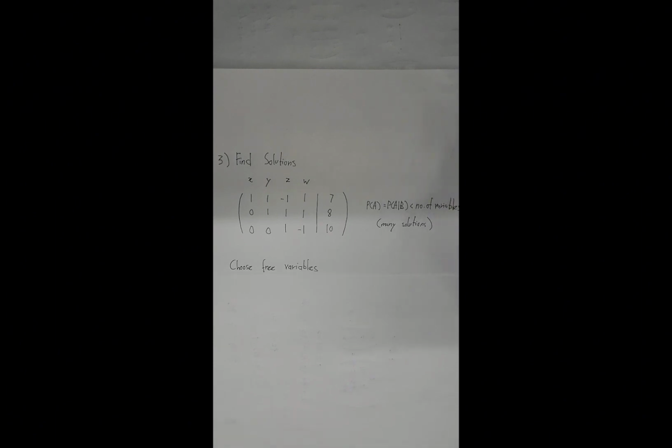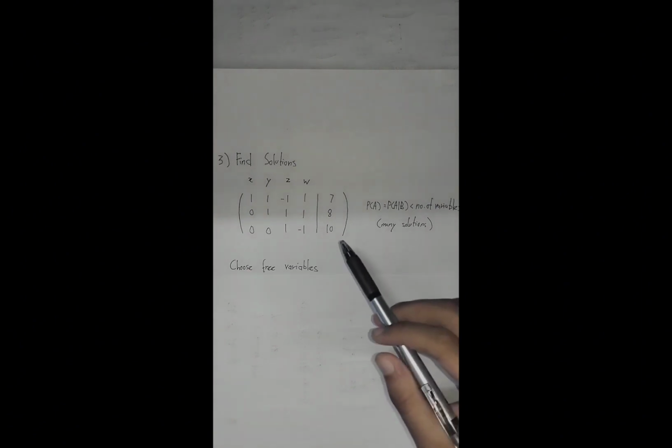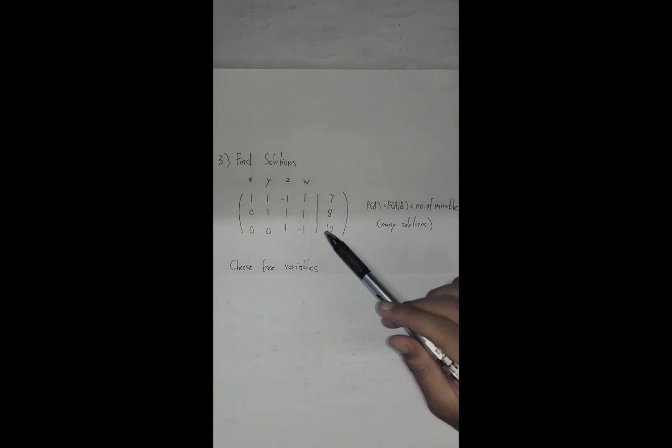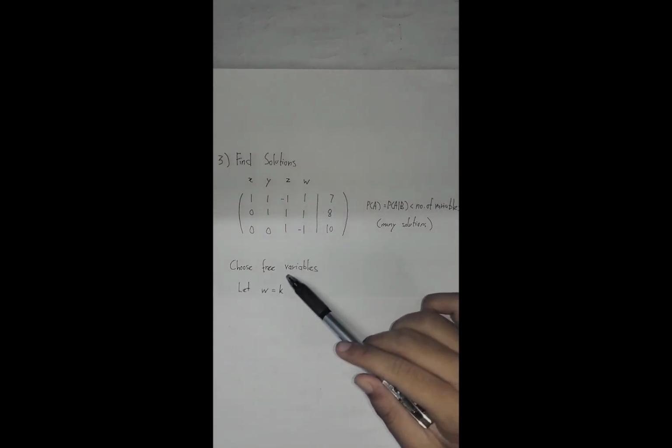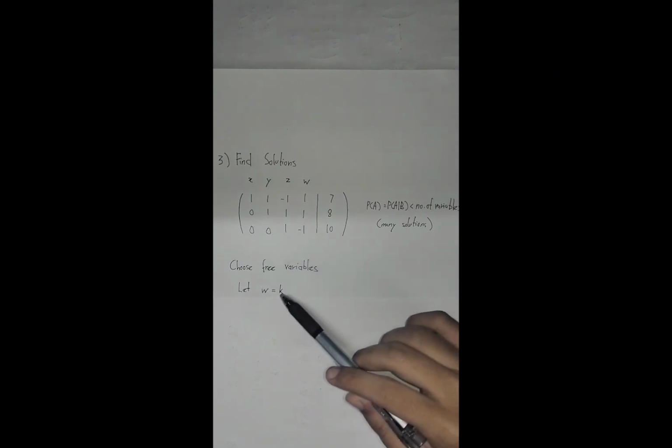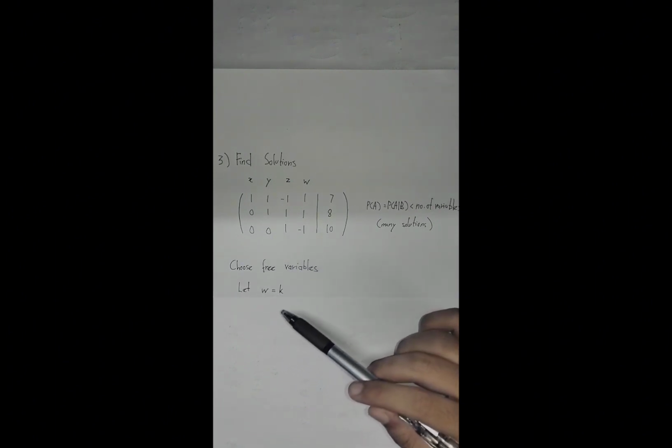So basically, a free variable is a variable that does not correspond to a column with a leading one when the matrix is in row echelon form. So in this case, let's just choose w as a free variable. So let w equal to k.